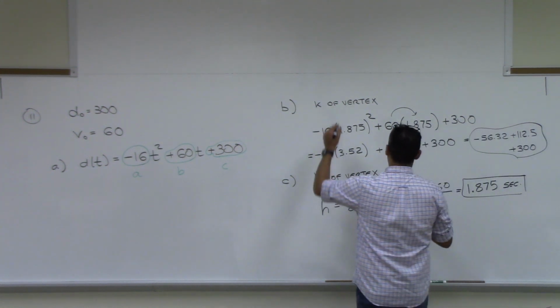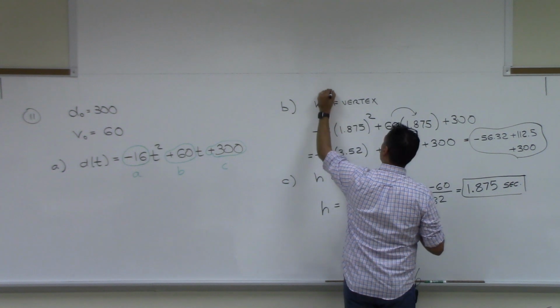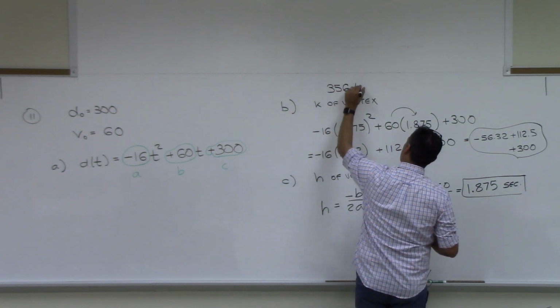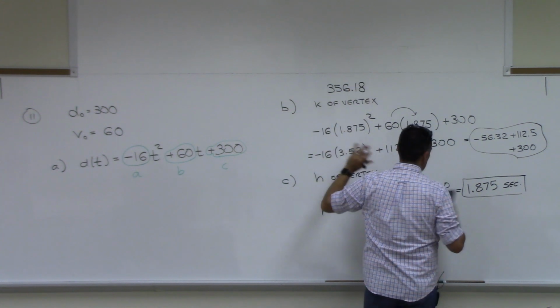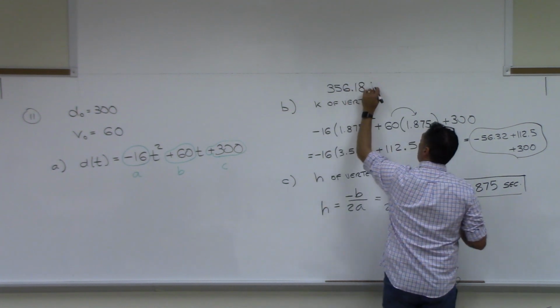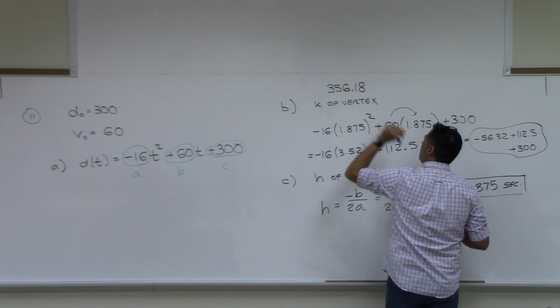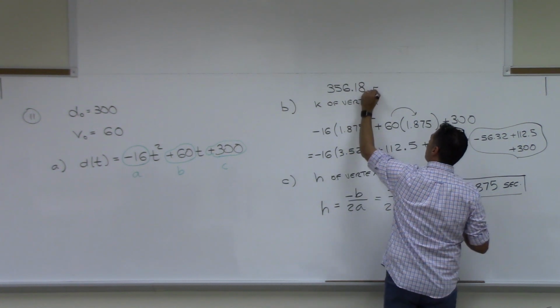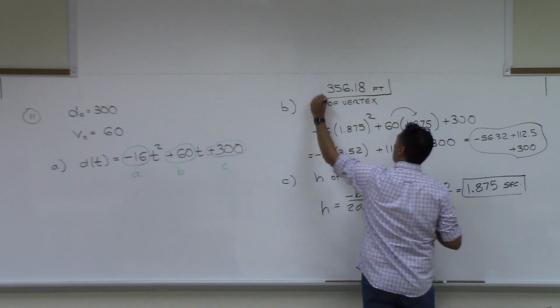So my answer here is 356.18 or 2. Look, if you get 356, I'm going to be pretty happy. I'll know you did it right. And that's 356 what? Feet. This is the height of the ball. This is the maximum height of that ball.